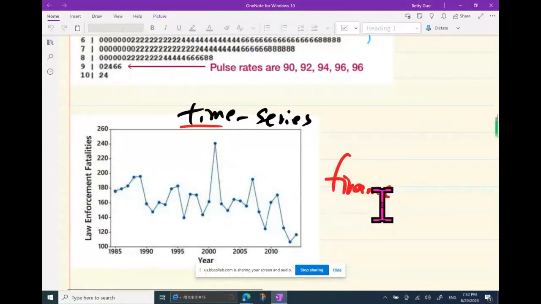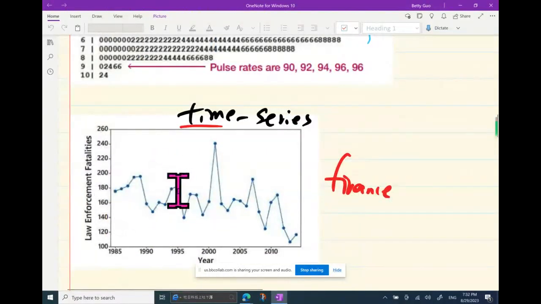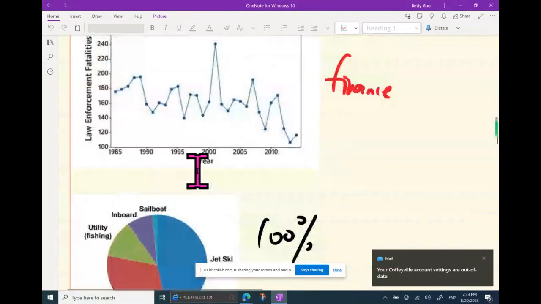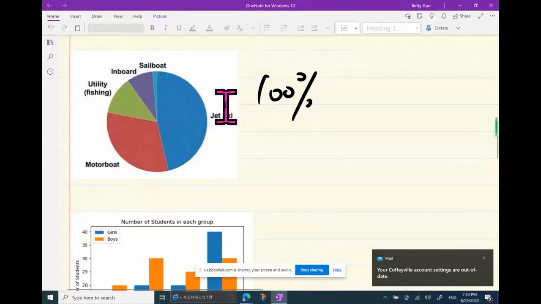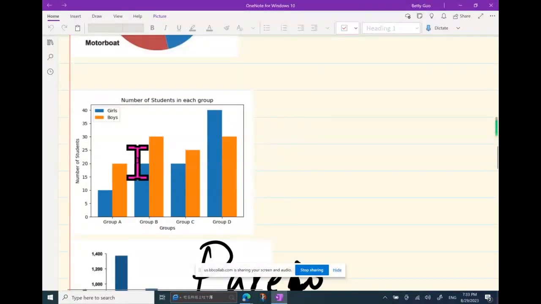This is a time series. A time series graph has very wide application in finance. A time series always has the horizontal scale as time, continuous. As time goes on, how does the price of the stock change? How does the price of the house change? How does the unemployment rate change, and so on. And this is a pie graph, very common. You probably see that all the time in a magazine or on a website.